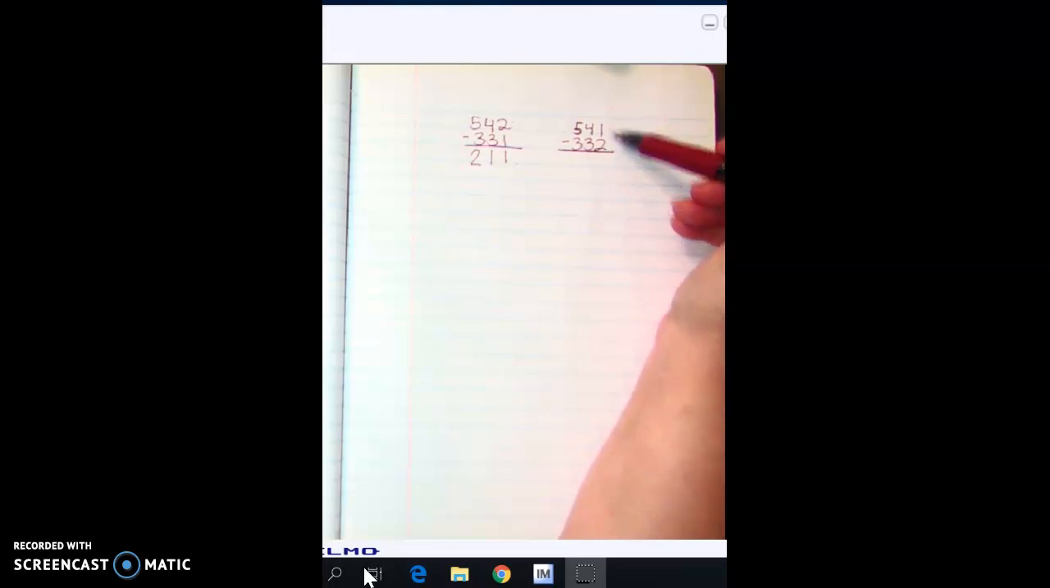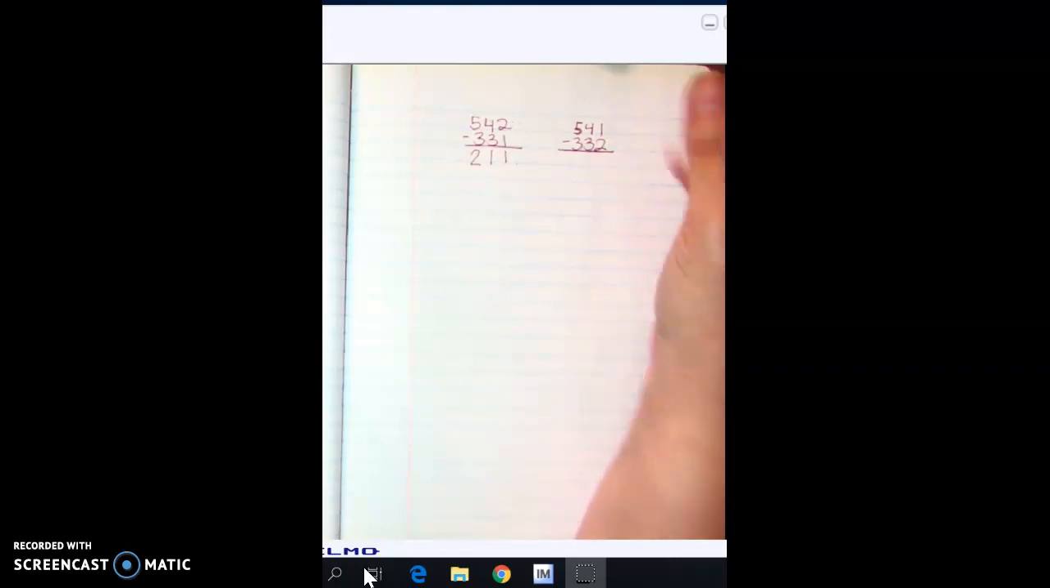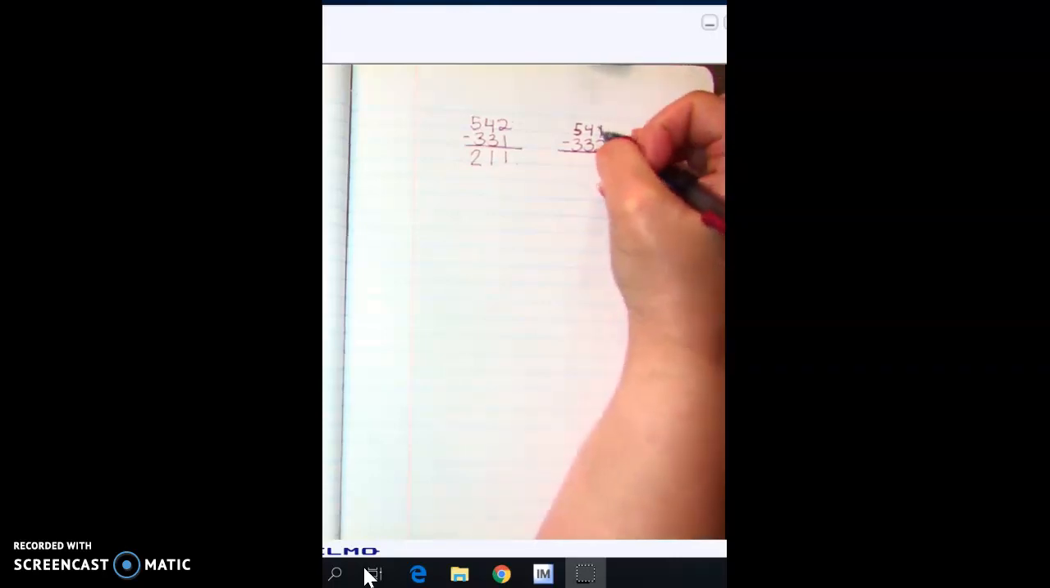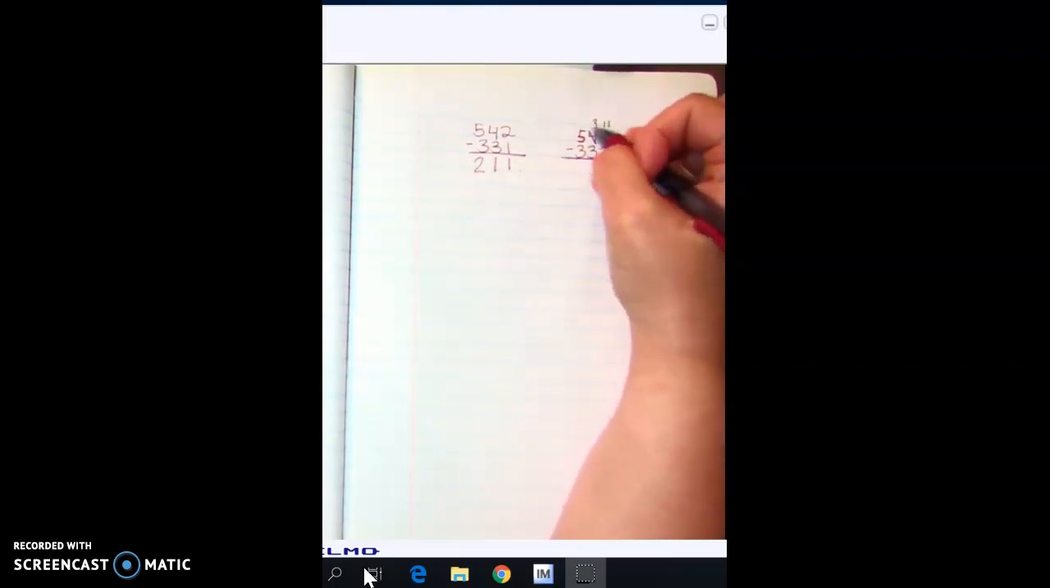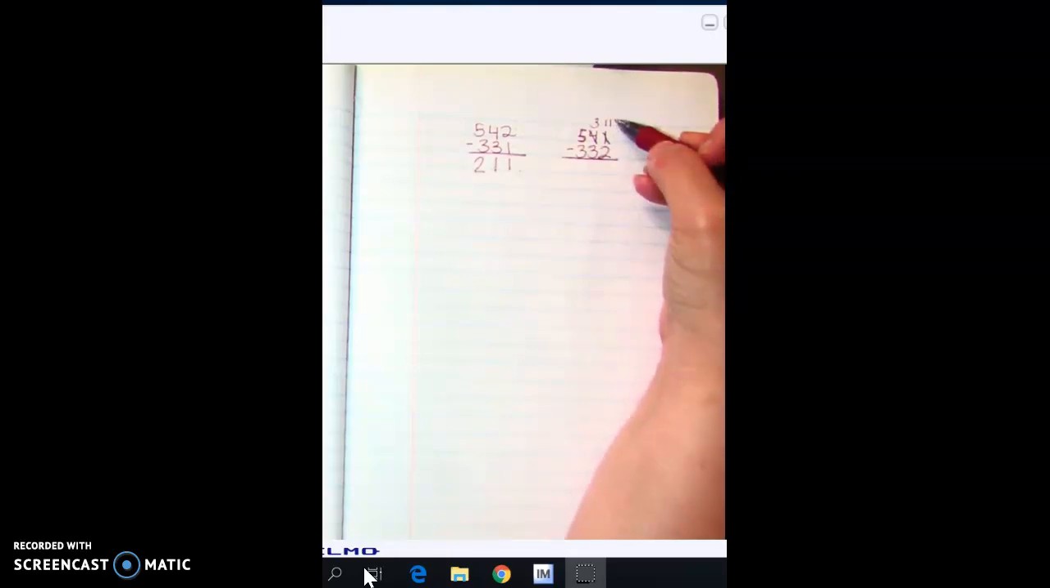I don't have enough to take away 2. But I do have some 10s over here. So I'm going to go over there to that 10, and I'm going to break up one of those 10s into 10 little 1s. I already had 1, and then I had the 10 ones I broke up. So now how many 1s do I have? I no longer have 1. I now have 11 1s. I no longer have 4 10s because I used one of them to break up over here. I now have 3 10s. So now I need to figure out what 11 minus 2 is.